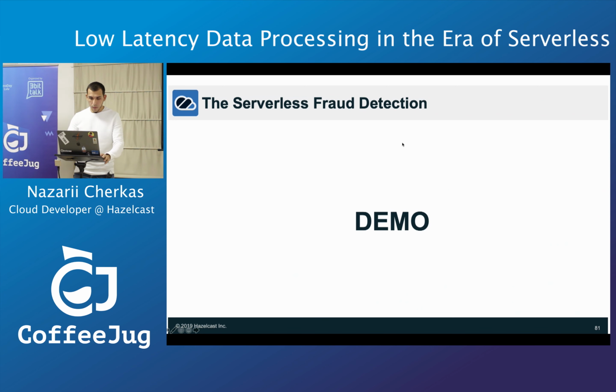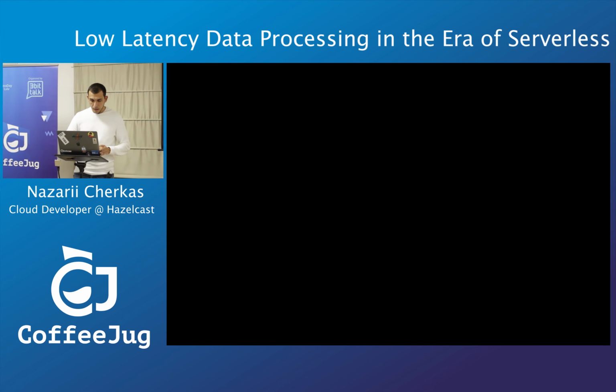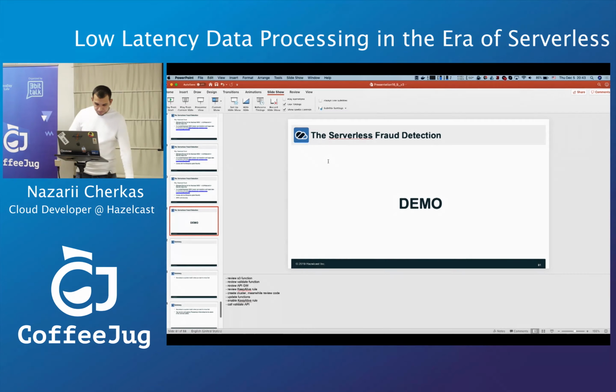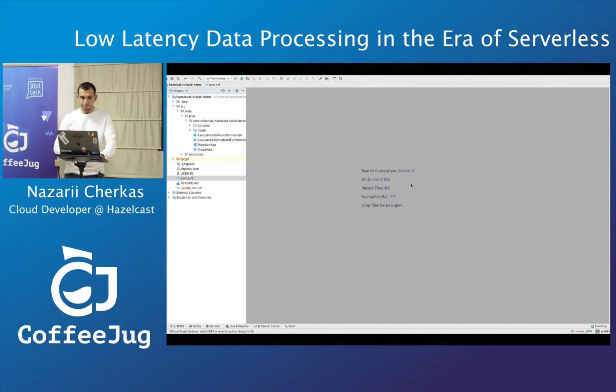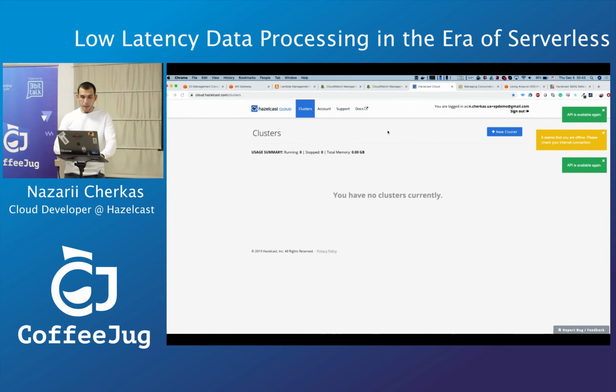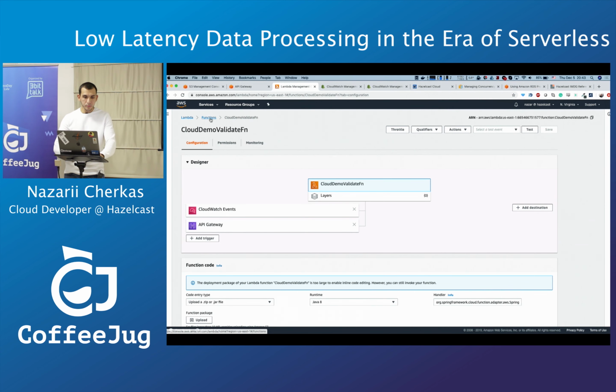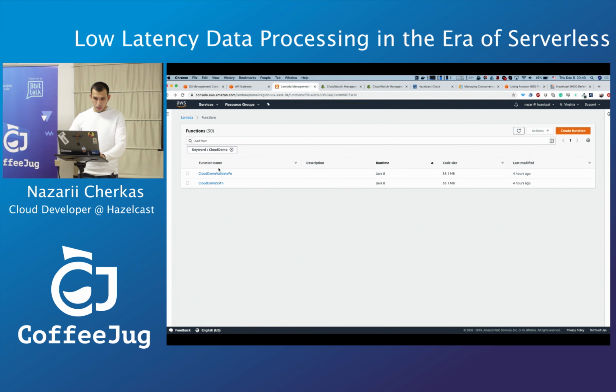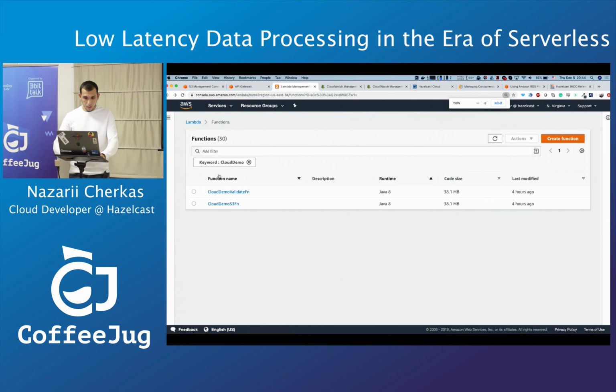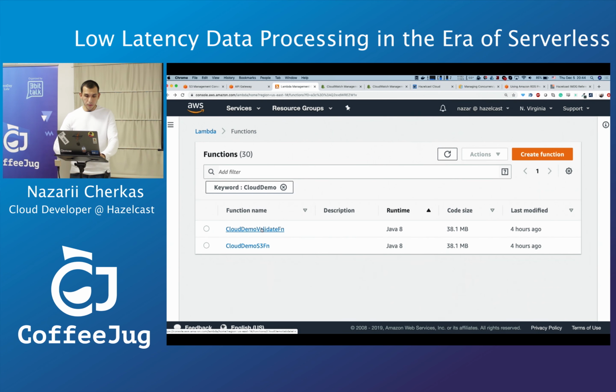Okay, and now let's see our demo. So first, let me show what I prepared at AWS. And later, we will see the code. So here, I have 2 Lambda functions. This is, let me increase, validate function and S3 function.